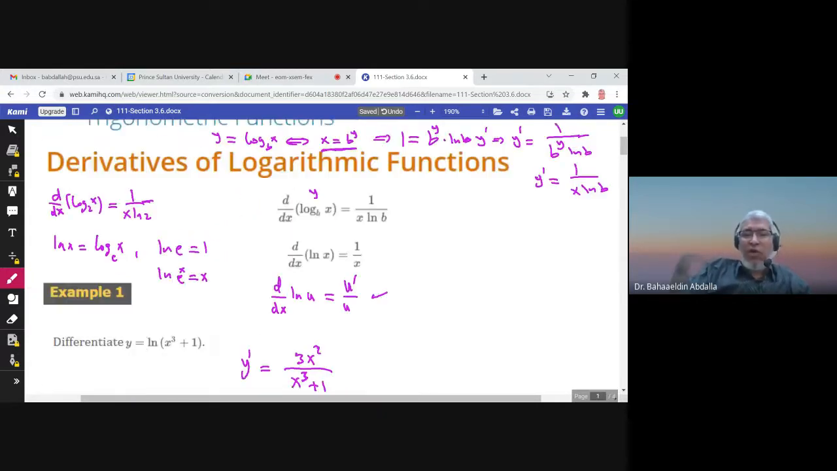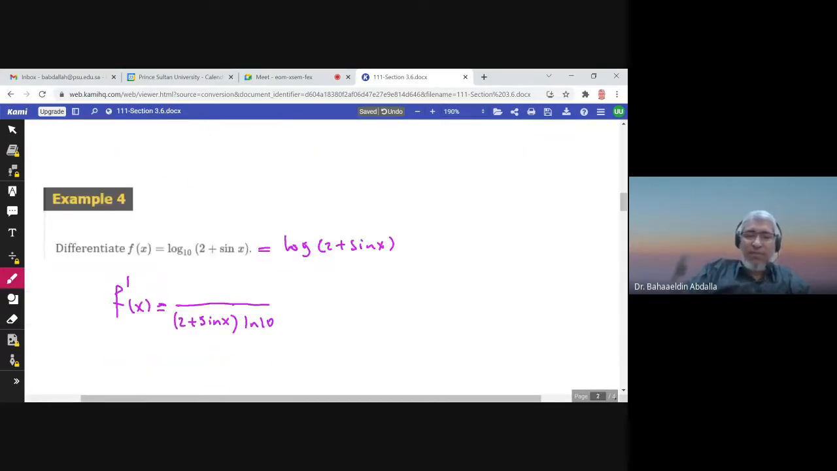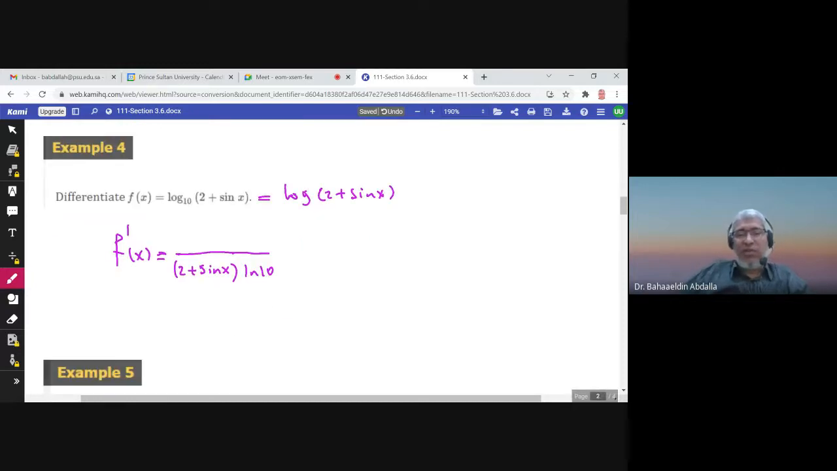So this is f prime. If you have u, it is 1 over u times ln 10 times the derivative of u, which is 2 plus sine x. Derivative of 2 is 0. Derivative of sine x is cosine x, and that would be the derivative of this function.